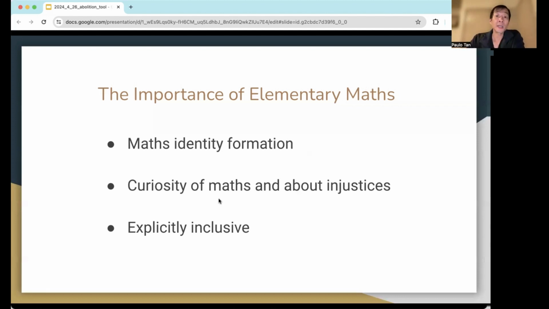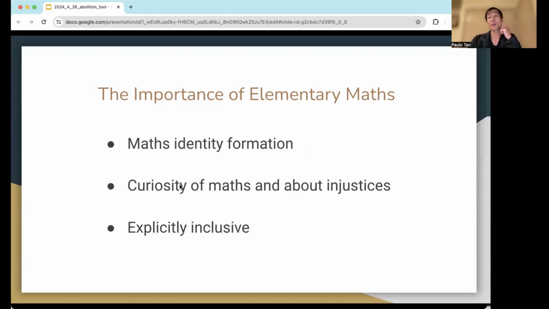The other part about elementary math is students are very curious. Children are very curious about a lot of things. Injustice is one, math is another. However, in too many math classrooms, elementary level, those curiosities tend to be squashed, unfortunately. And so it's important, right, to think about how we can foster curiosity, to keep that curiosity going as long as we can, rather than squash it, like I mentioned earlier.